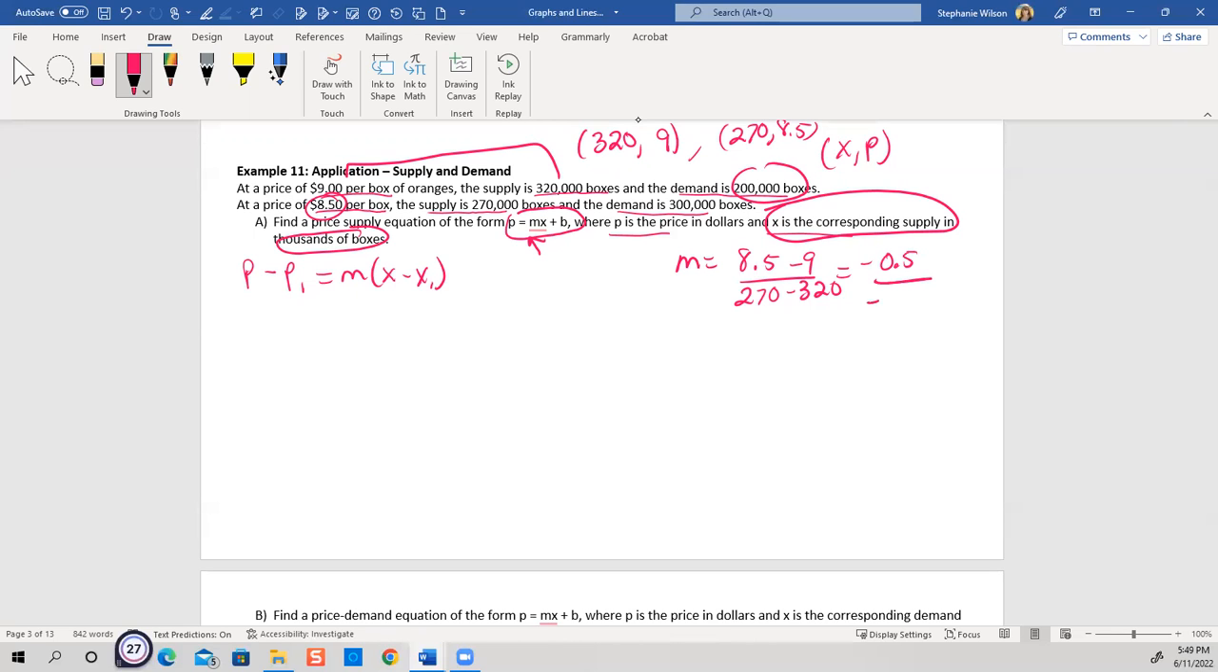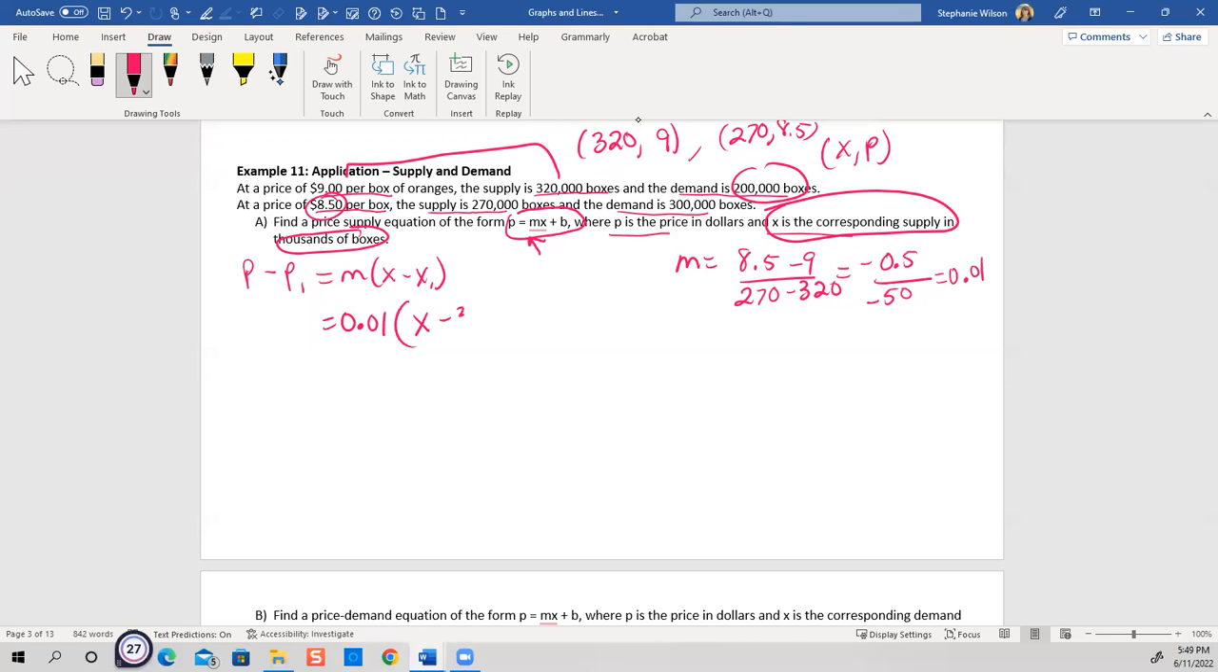And then I'm going to get a negative value here on the denominator of 50. Negative divided by negative is going to be a positive, and 0.5 divided by 50 gives me a 0.01. So that's my slope. I'm going to plug that in here. I know what that is. And I'm going to pick one of the ordered pairs. It doesn't matter which one you pick, but I'm going to pick the first one.